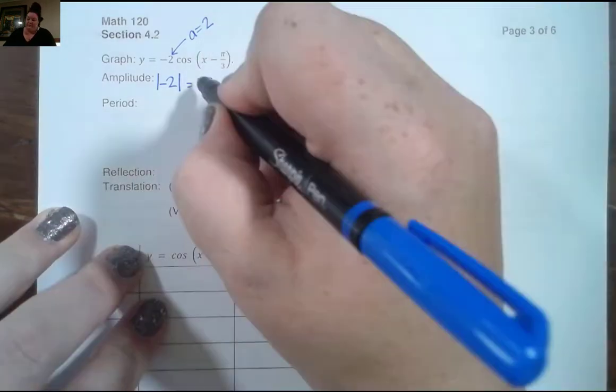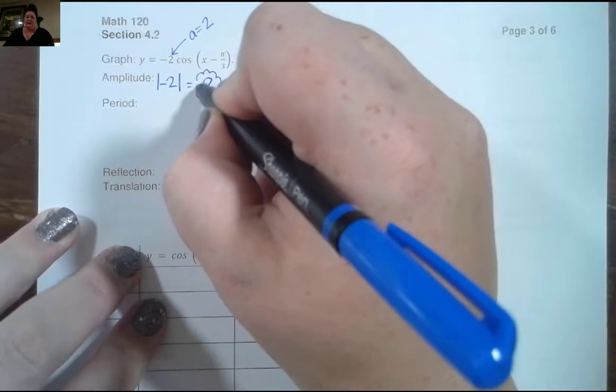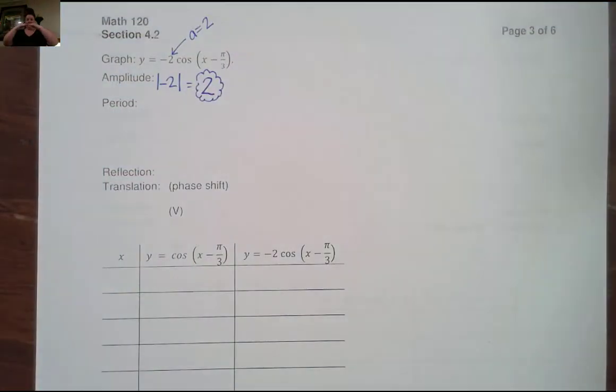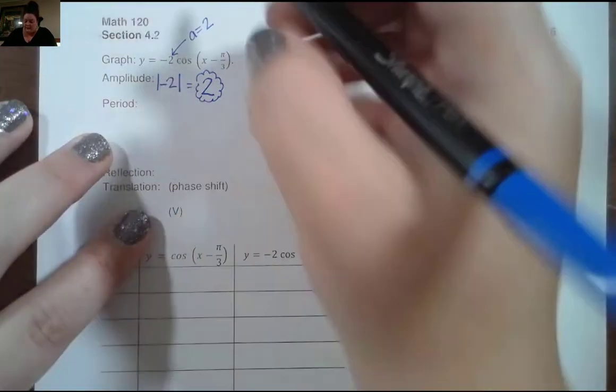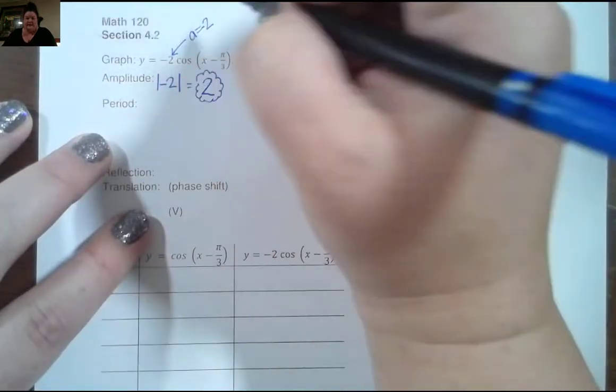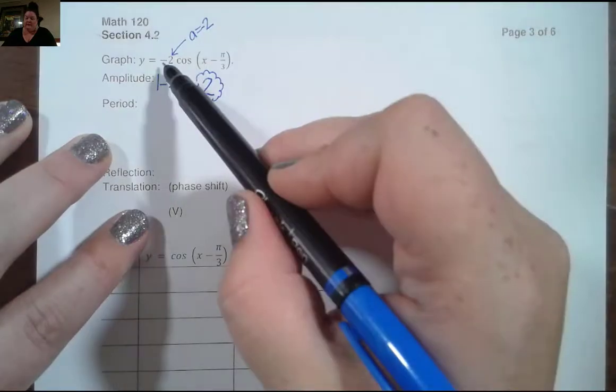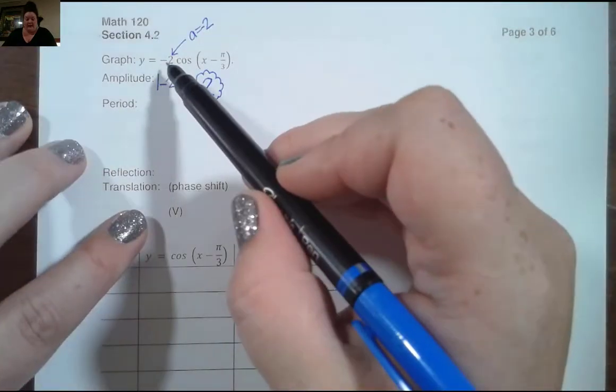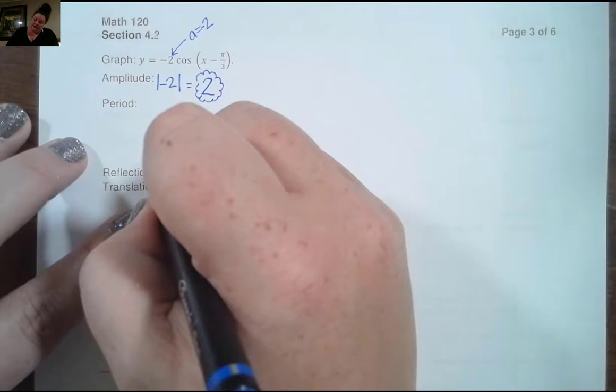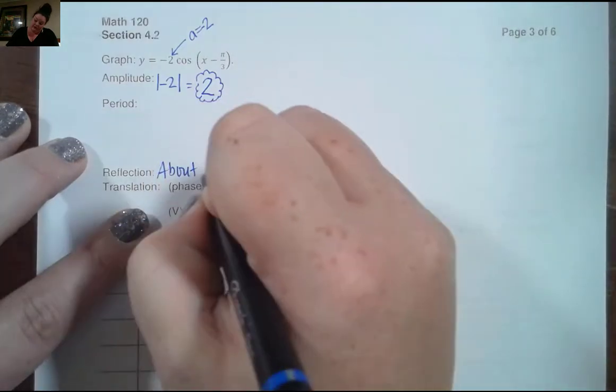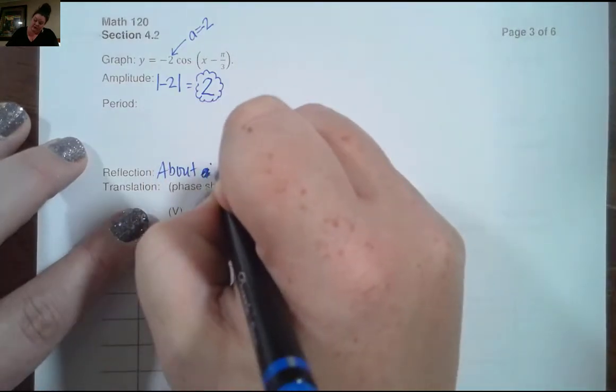So that means from my vertical center, I should be going up 2 or down 2, right? Now, the negative, I guess I should really put a negative on that because A is negative 2. The negative on there tells me that I'm going to have a reflection. So I'm going to go ahead and write that in. Should have a reflection about the x-axis.